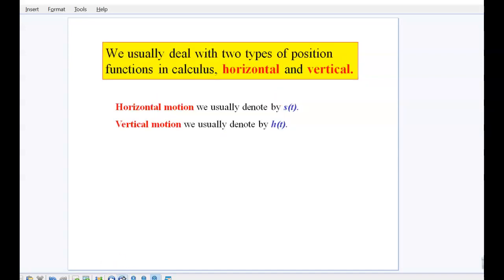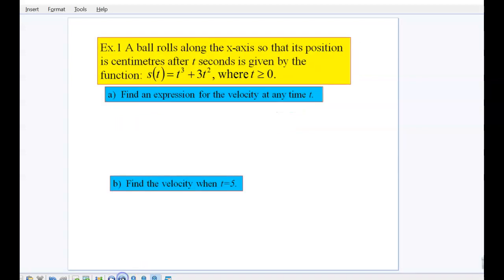Usually when we deal with two types of position functions, horizontal motion, we usually denote our position as s of t. Vertical motion, we denote as h of t. Again, sometimes on the AP exam, they'll use x of t for position, but they'll clearly state that in the problem. Okay, let's take a look at our first example.